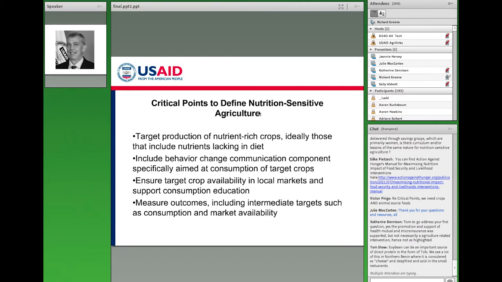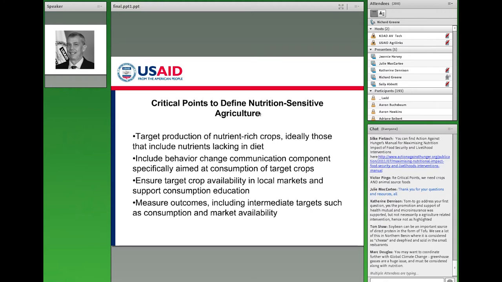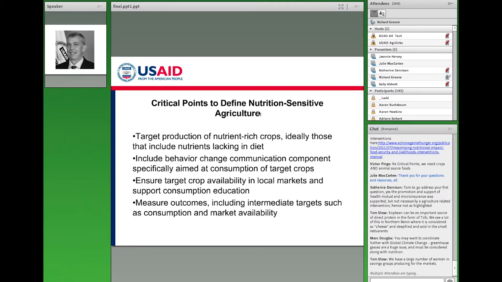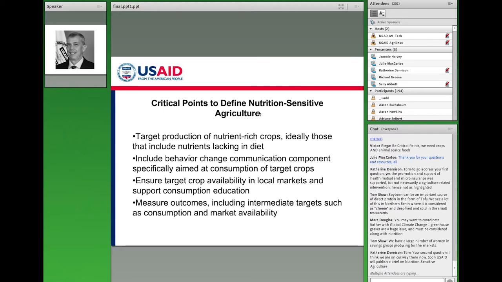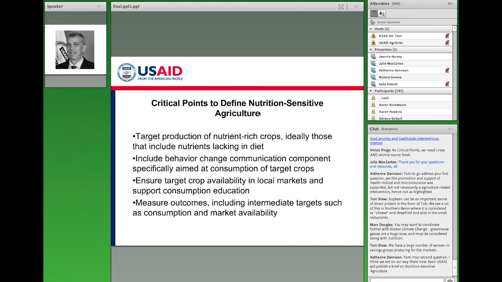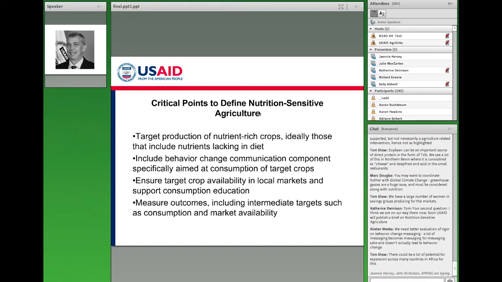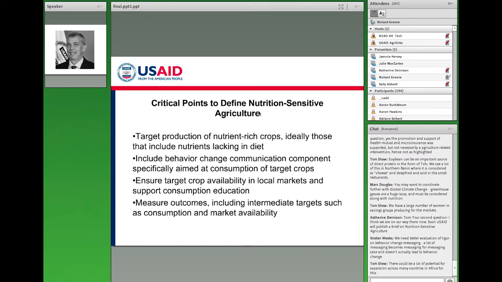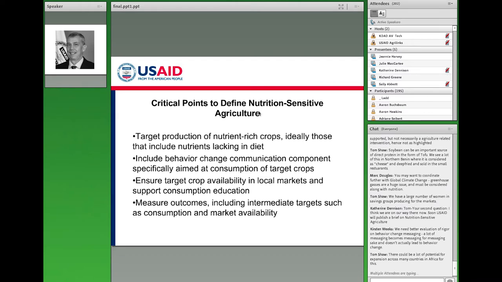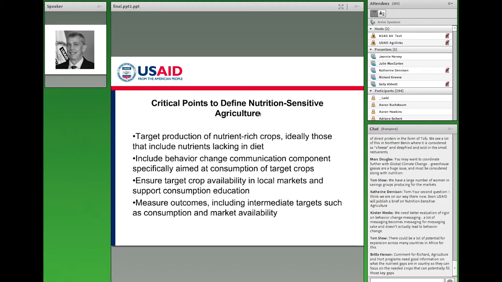Second, include a behavior change communication component specifically aimed at consumption of target crops. Now, all of these programs that I mentioned, horticulture, legumes, agriculture, livestock, women play a major role. There is always outreach, whether it's Ag Extension or others, to these women involved in these programs. There needs to be an evidence-based behavior change communication component so that when women are reached in terms of horticulture or any of these programs, they also receive some key nutrition messages that are both related to things such as consumption of the nutrient-rich foods, but also some of the key messages related to nutrition for the local area.